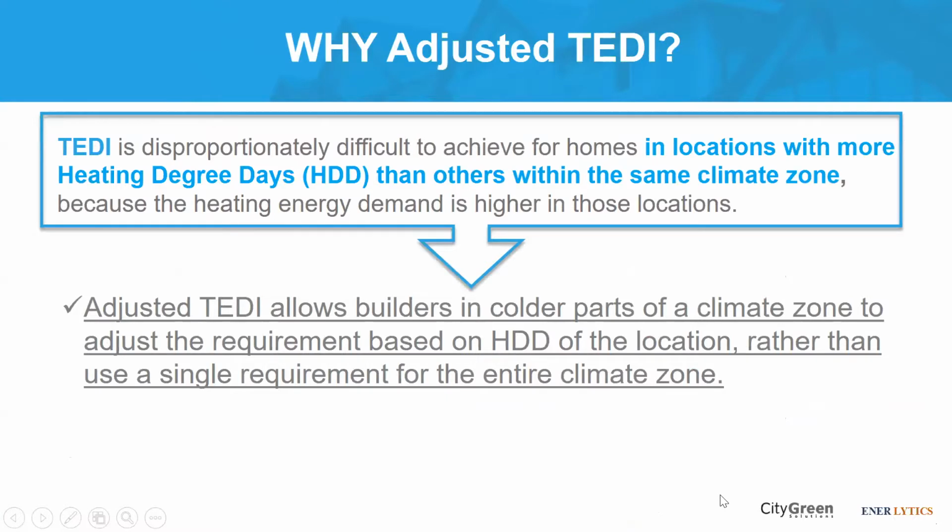So why do we have adjusted TEDI? What analysis of various BC Energy Step Code reports tells us is that TEDI is disproportionately difficult to achieve for homes in locations with more heating degree days than others within the same climate zone.